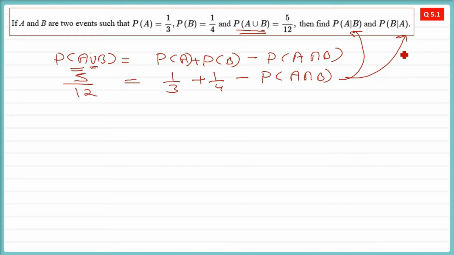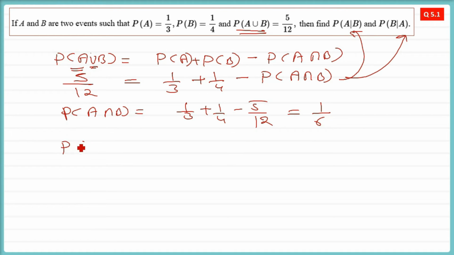And P(A∩B) is going to be used in both of them, P(A|B) and P(B|A). What is P(A∩B)? 1 by 3 plus 1 by 4 minus 5 by 12. That means this is going to be 1 by 6. See, 4 plus 3 by 4 is 12, so it will be 7 by 12 like this. So 7 minus 2 by 12 will be 1 by 6.